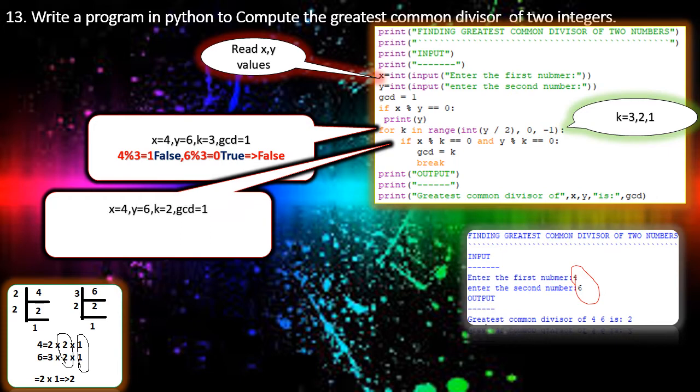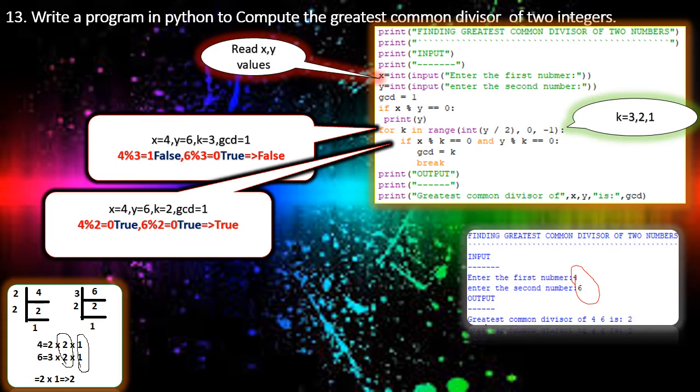The k value is now 2, x is 4, y is 6, and GCD present is 1 only. So now we are checking 4 modulus 2, remainder 0, so true. Likewise, 6 modulus 2, remainder 0, also true. So now both conditions are true, so the output is true in the if statement.